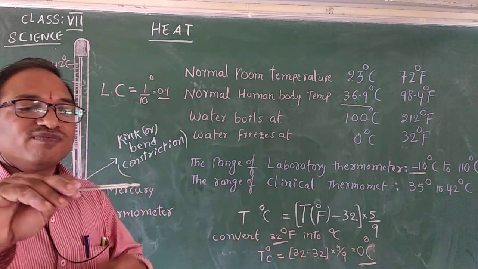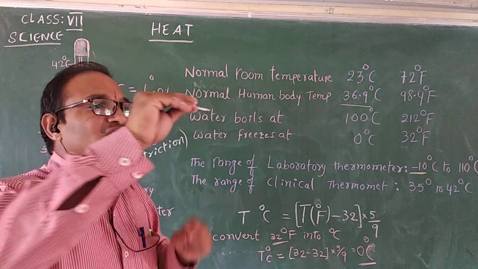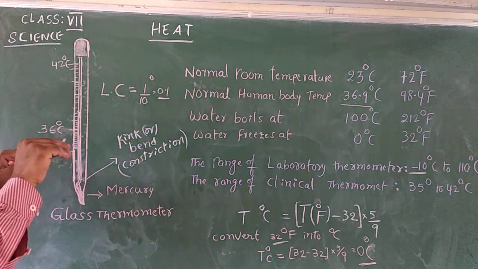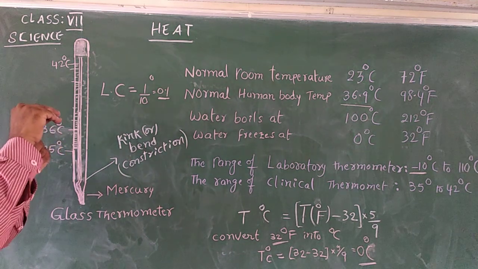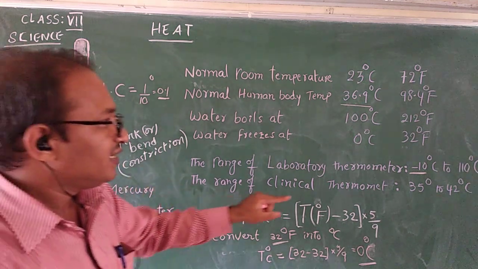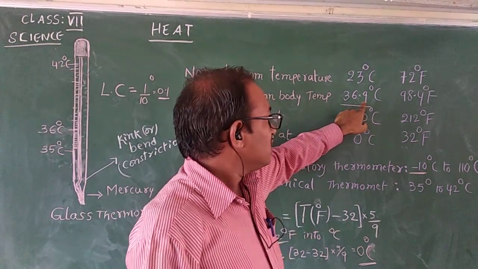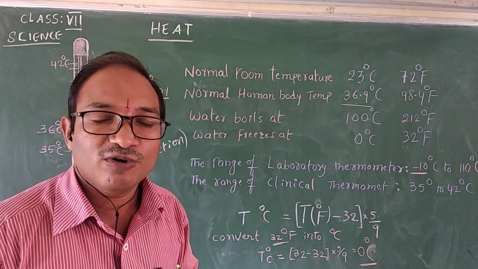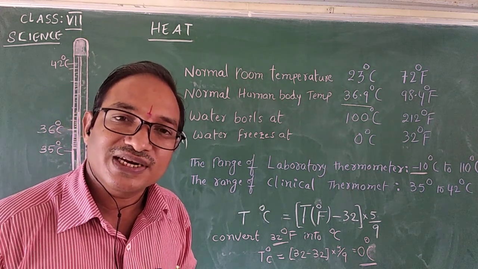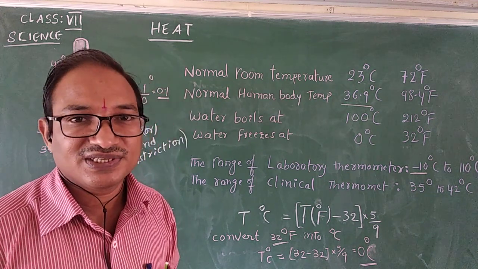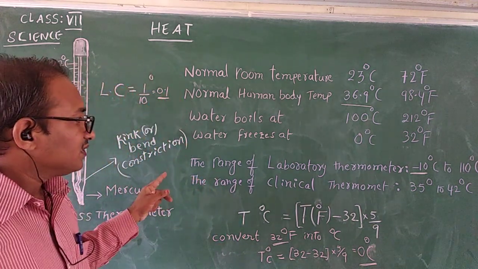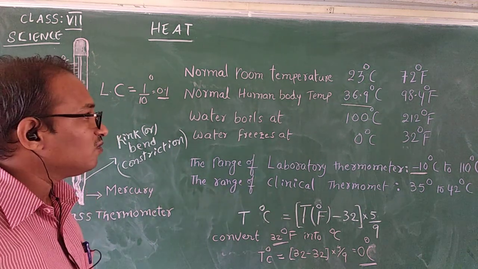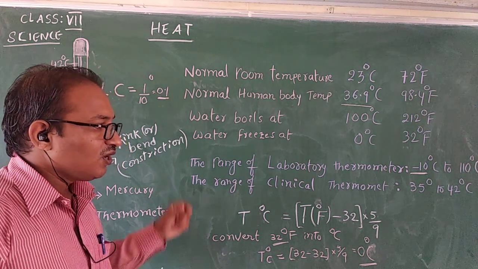Once after removing it from his mouth, we have to see till where the mercury is present. We have to observe, and then we can say, yes, the body temperature is 36.9 degrees Celsius or whatever it is. Generally, if the human body temperature is 40 degrees Celsius and above, that means the person is suffering from fever. Right, children? I hope you understood how to measure the body temperature of a human being.